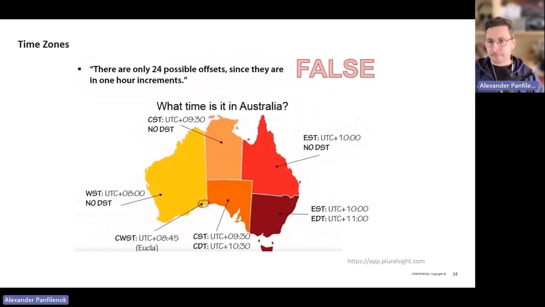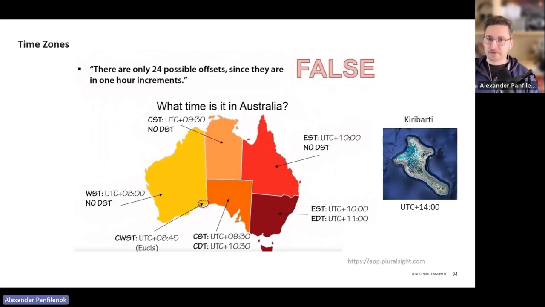Next fallacy. There are only 24 possible offsets since they are one hour increments. Here is an example. Here is Australia. They have time zones that have UTC offsets plus 9:30, plus 10:30, and even plus 8:45. And of course, there is Kiribati Island, which had offset UTC plus 14.